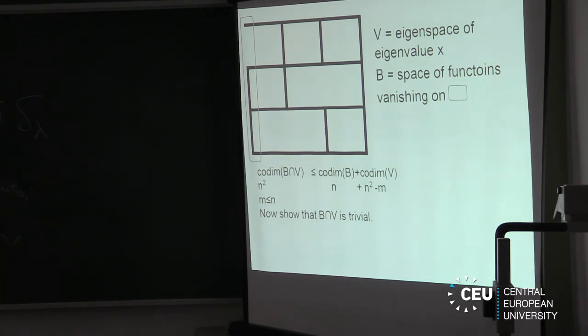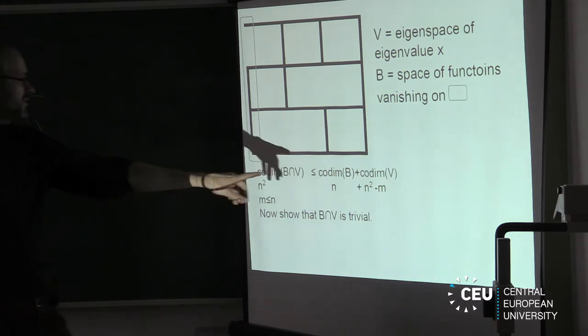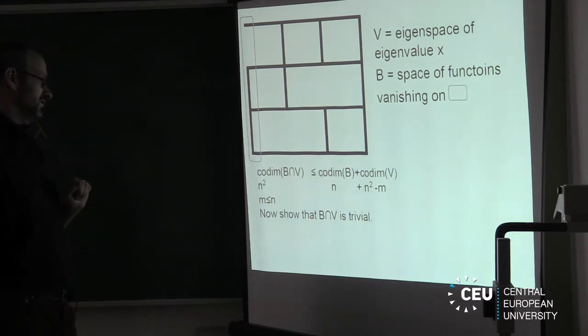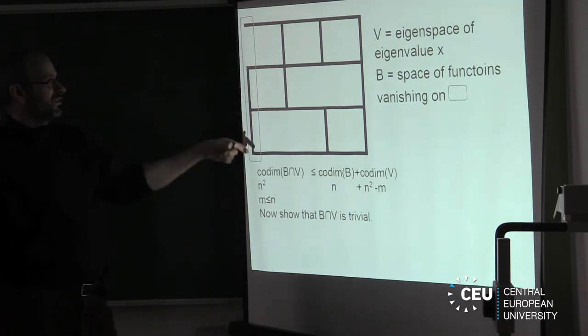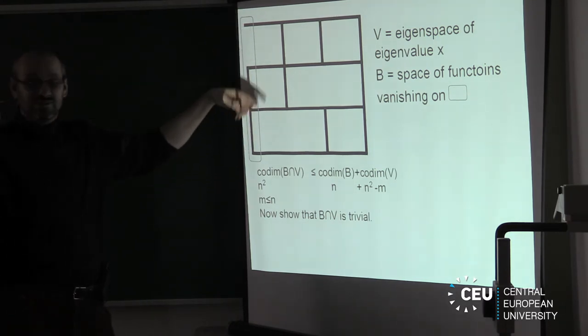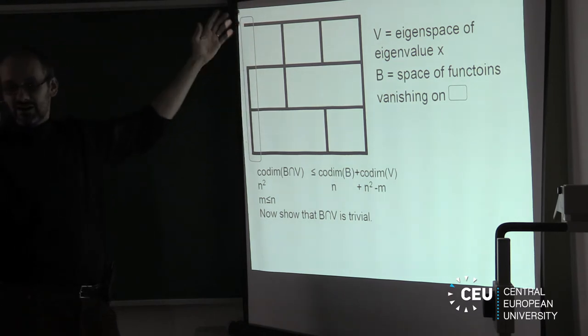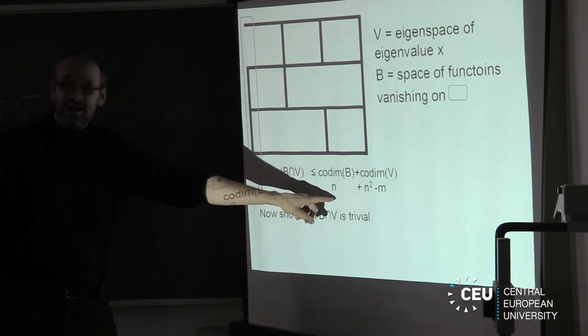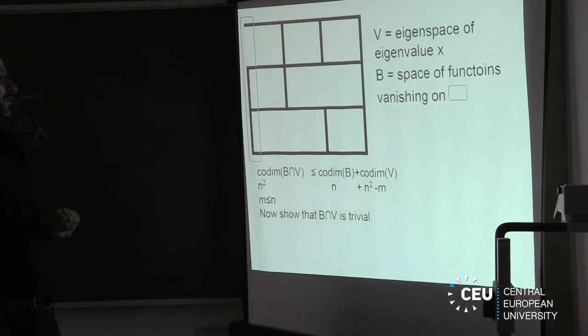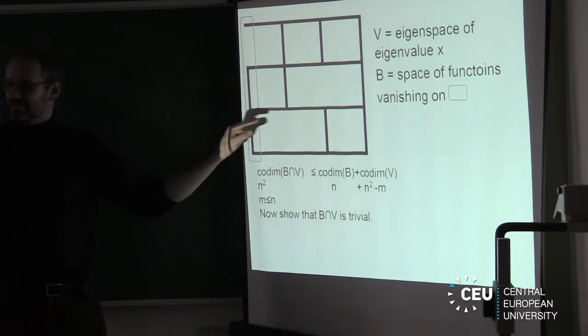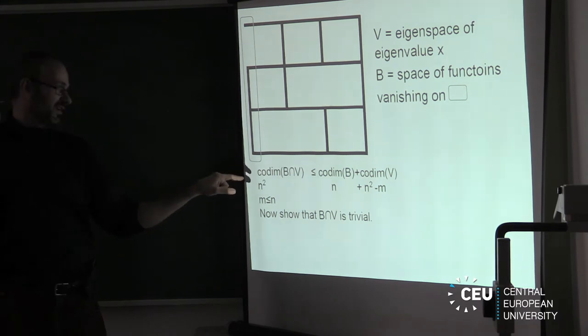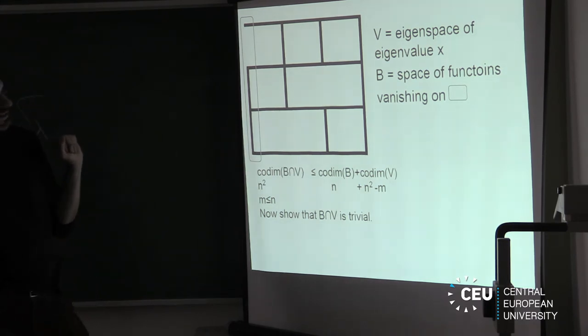And so the codimension of the space B, I know, because it's just the space of functions that vanish here, right? So its codimension is just given by the constraint that they have to vanish here, so it's n. The codimension of v is n squared minus its dimension, let's call that n, the multiplicity of the eigenvalue. And so all I have to show is the codimension of this intersection is n squared. And then I have my inequality that m is less than or equal to n.